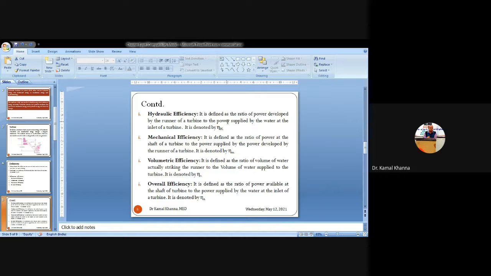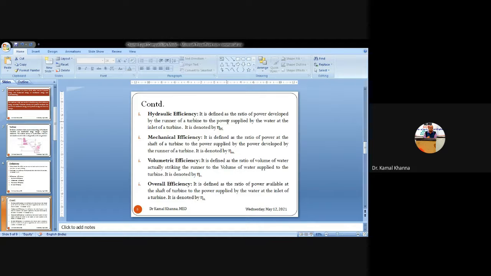So mechanical efficiency is the ratio of the power that is available at the shaft of the turbine to the power developed by the runner of the turbine. So the power at the shaft of the turbine, how much it is, and the power developed, how much it is, their ratio is what is called the mechanical efficiency. That is, how much of the energy is being produced as mechanical energy by rotating the turbine, relative to the hydraulic energy. That is called the mechanical efficiency.